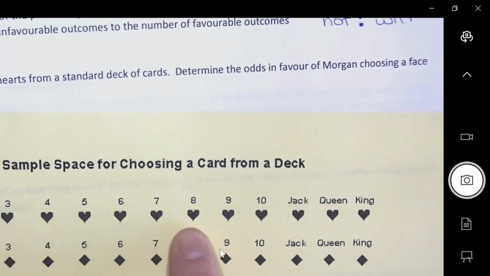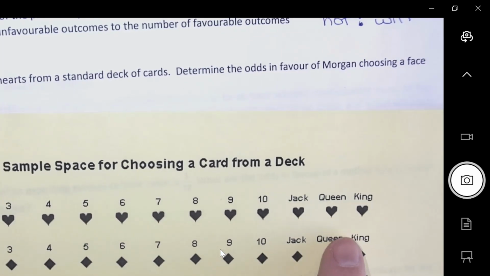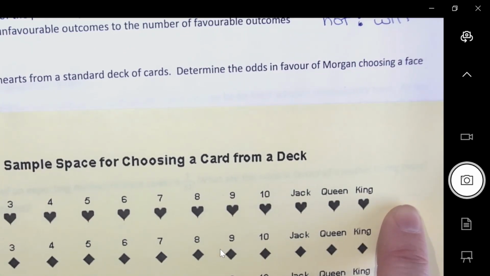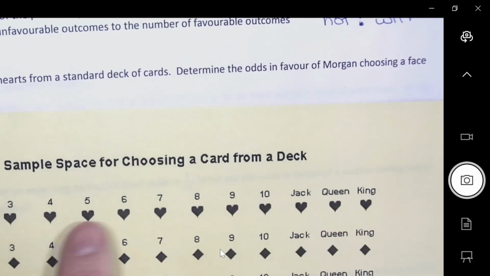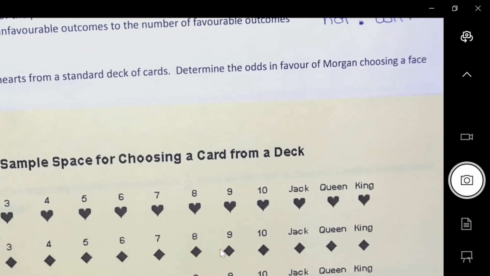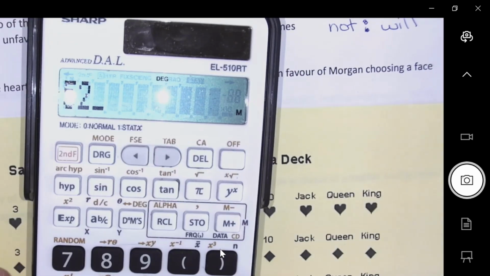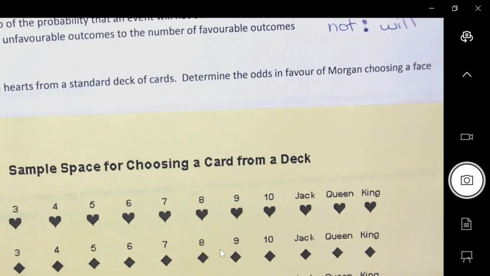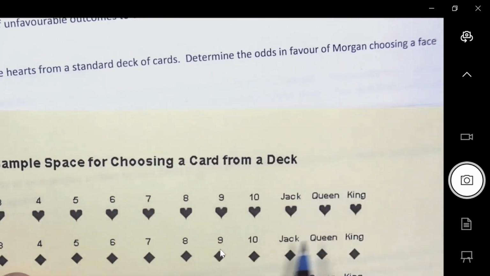So out of all of these hearts, how many hearts are there in a deck? Does anybody know that number? How many hearts are there? How many diamonds are there? How many of each one of them are there? How many cards are there altogether? 52. Divided by 4 means there's 13 of each.